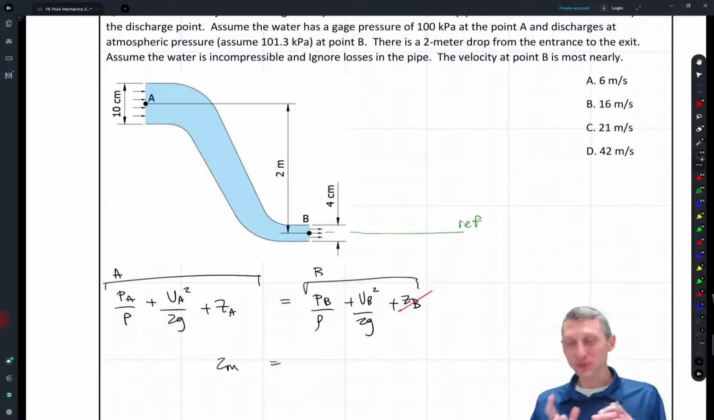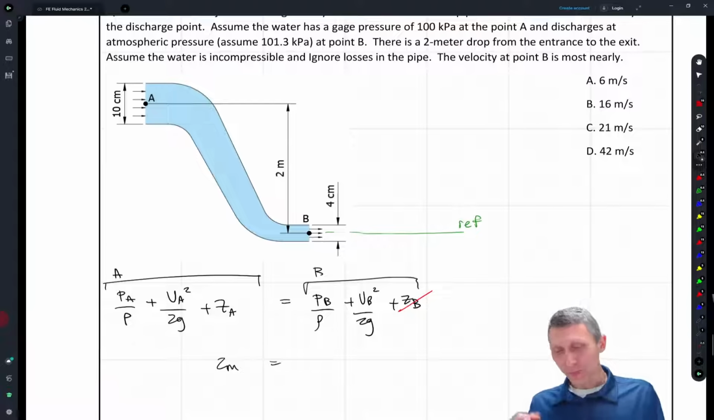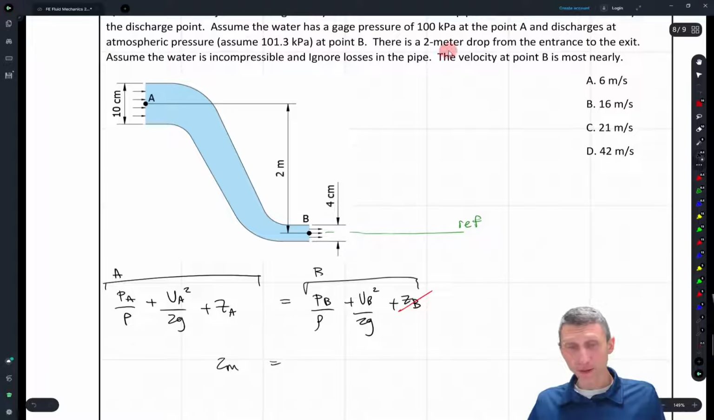But here, what do we have? We have 2 meters, and we have 0 meters for B. So what else do we have? We know that we have a 2 meter drop. We already said that. We have a gauge pressure of 100 kPa. The discharge is atmospheric pressure, so 101.3 kPa.